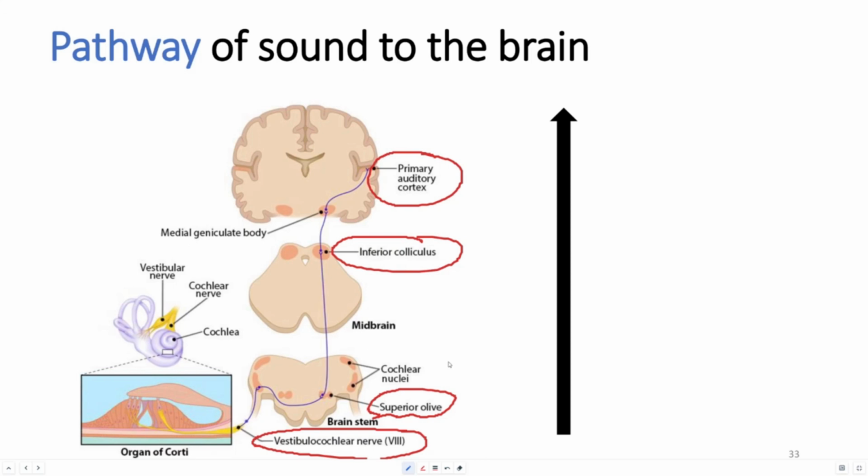Deafness is defined as hearing loss. Hearing loss can be defined as either conductive or sensorineural. Conductive deafness is when there's a problem with transmission of sound from the auricle to the tympanic membrane to the ossicles, whereas sensorineural deafness is a malformation or damage to the structures of the inner ear or the vestibulocochlear nerve.